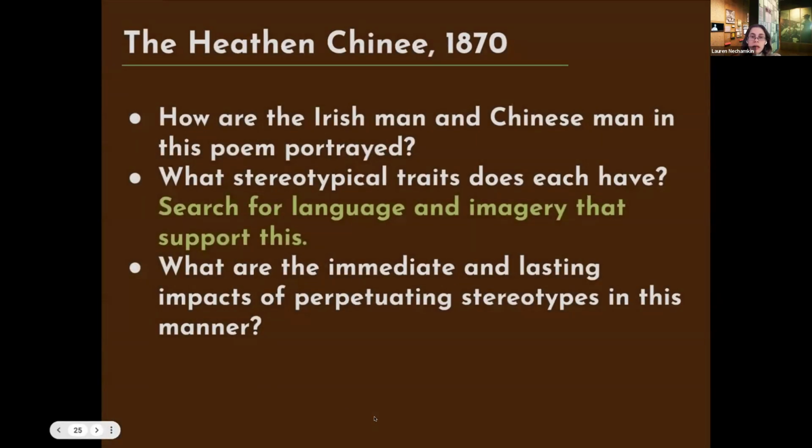But before it plays, I just want to take a look at these three questions to keep in mind, and I'll flash these again later. How are the Irish and Chinese men portrayed in this poem? What stereotypical traits do each of them have? You can search for language and imagery that support this. And then eventually later, we'll think about the lasting impacts of this. A couple vocab terms. They're playing a card game called euchre, and a bower is like an ace or a high level card. So I'm going to have to stop sharing for a second to get to our music.